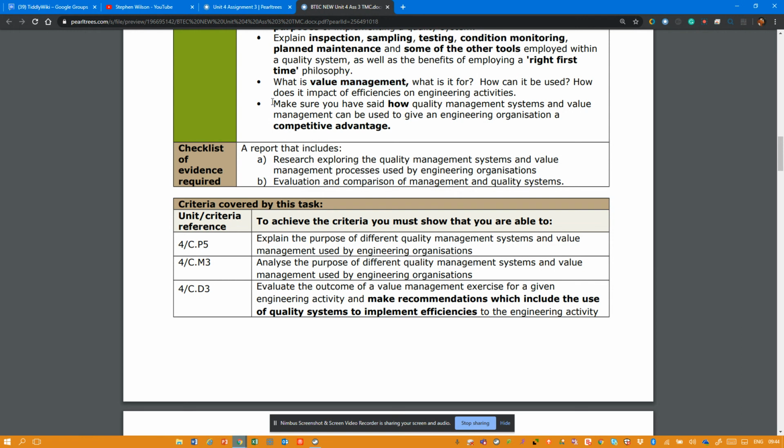Okay, so just to check, make sure you've said how quality management systems and value management can be used to give an engineering organisation a competitive advantage.